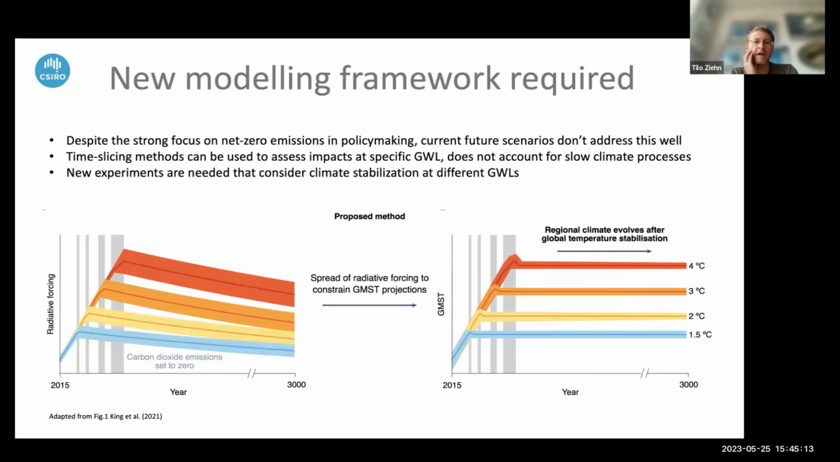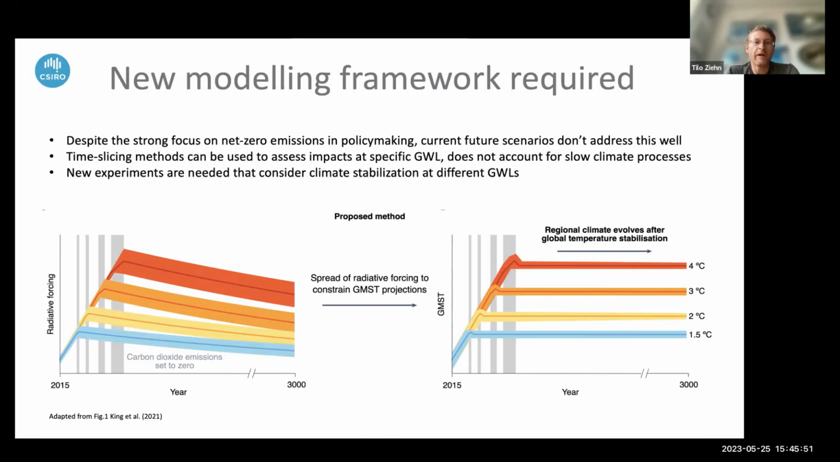So despite the urgency and the strong focus on net zero emissions in policy making, we actually don't have the right framework or experiments available to assess those implications or impacts of a stabilized climate at the 1.5 or 2 degrees level. And most future scenarios, even those under CMIP6, are based on transient projections, and then methods such as pattern scaling or time slicing have been used to assess the impacts at different global warming levels. But these methods don't take slow climate processes into account.